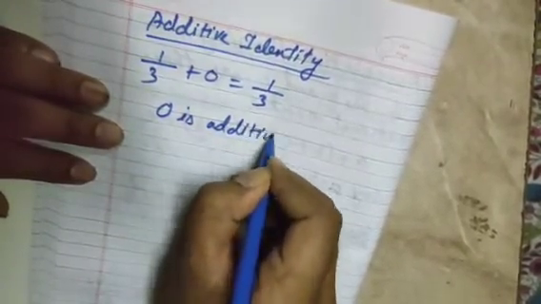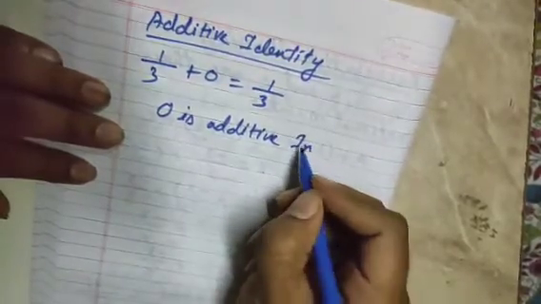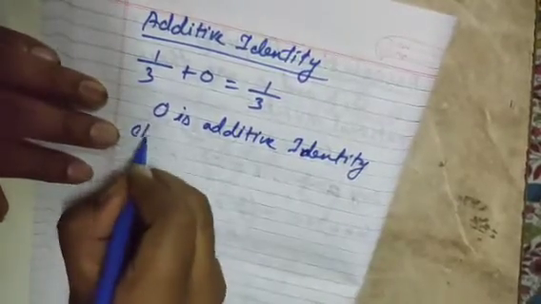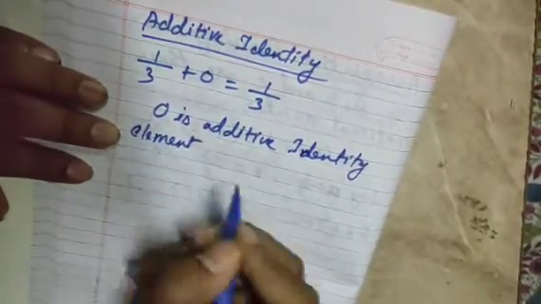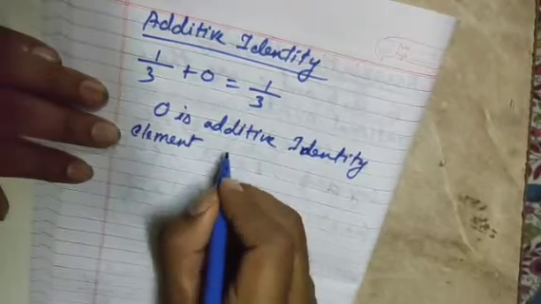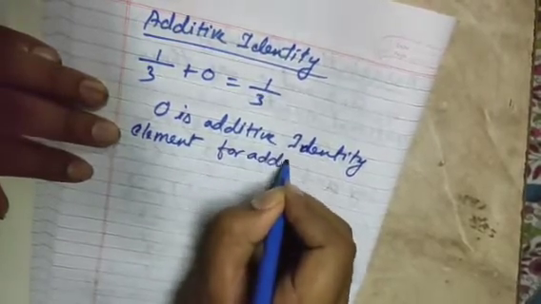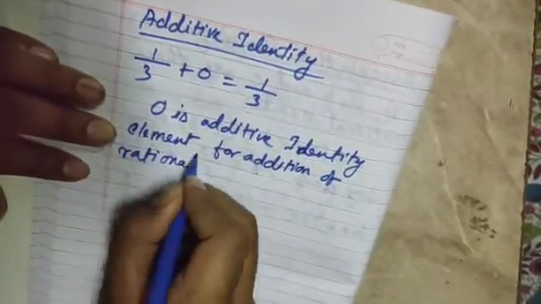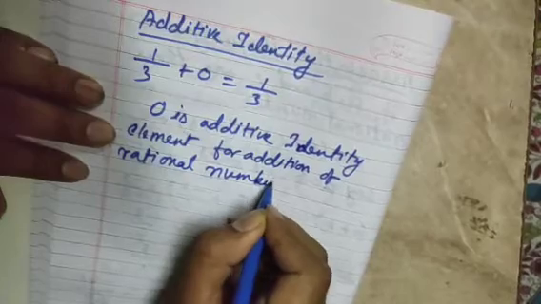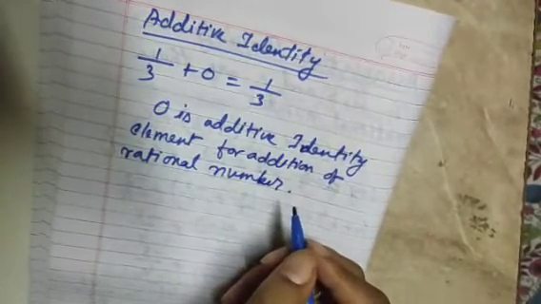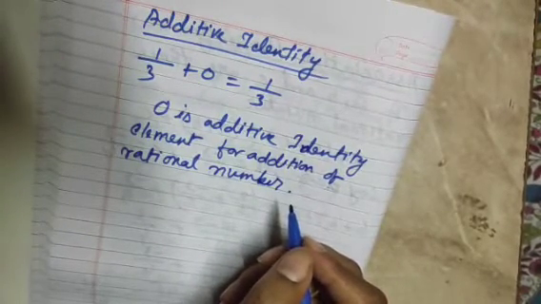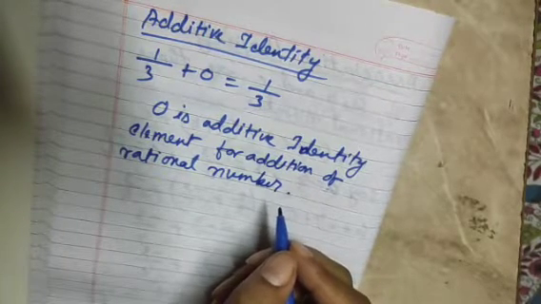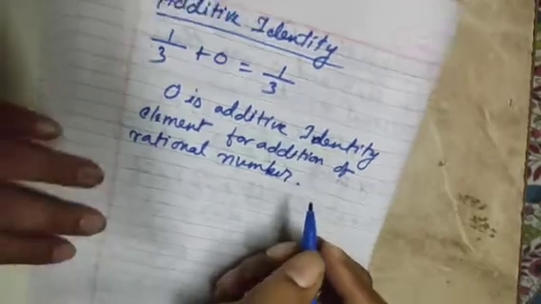So we can say that 0 is the additive identity element for addition of rational numbers. This is called additive identity. Okay, if we take any other number, like say 5 by 6 plus 0, this time also we are getting the same number 5 by 6. So this is called additive identity. Next we have additive inverse.